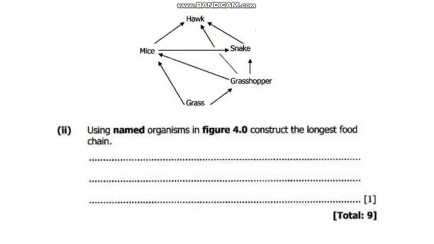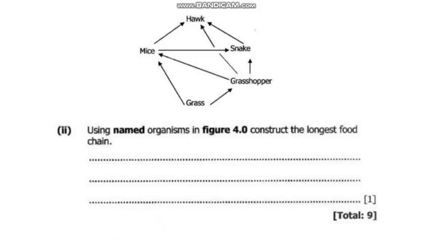So we now come to our question G2 right here. Using named examples in figure 4.0, construct the longest food chain. So we need to use these same examples where we have the grass, the grasshopper, the snake, the hawk, and the mice. So we need to come up with the longest food chain, in words and using the arrows. In order for us to write the food chain, we must start from the producers. From the producers, we go to the primary consumers. From primary consumers, we go to the secondary consumers, and then we go to the tertiary consumers.